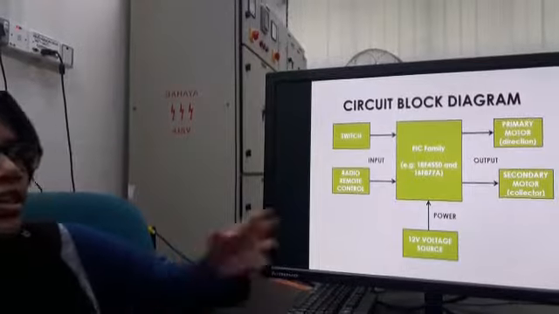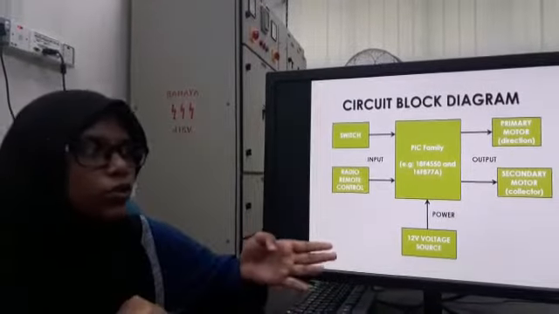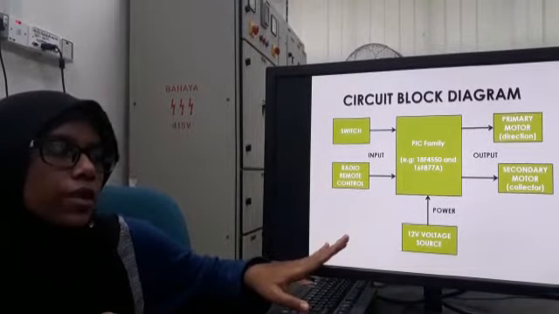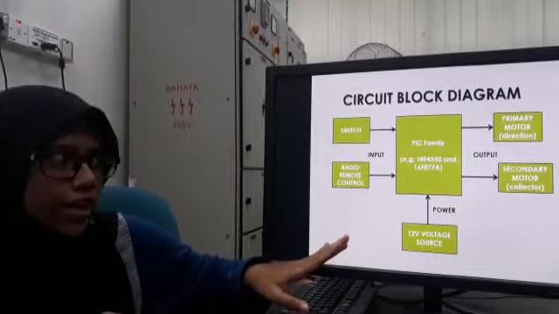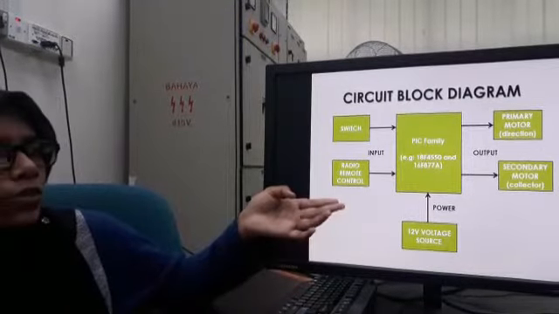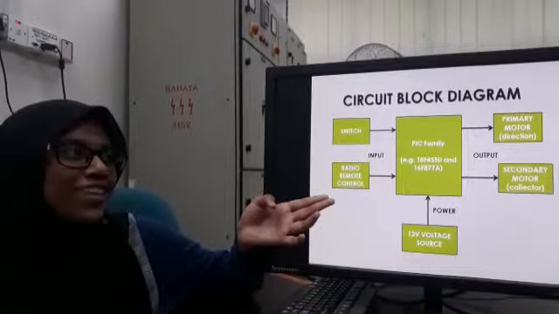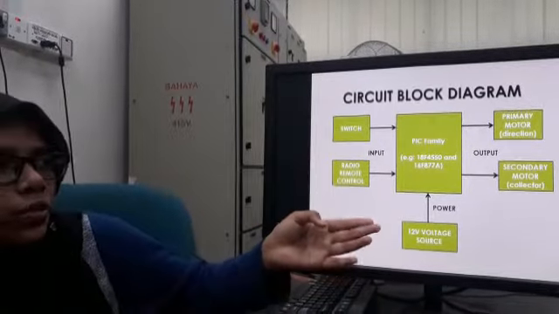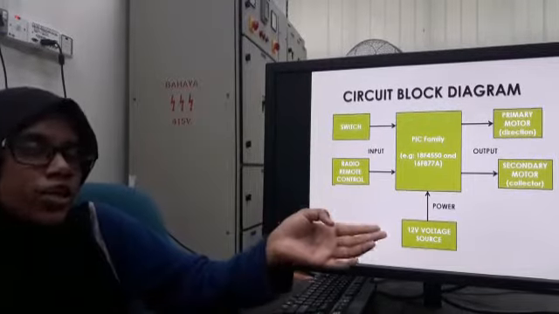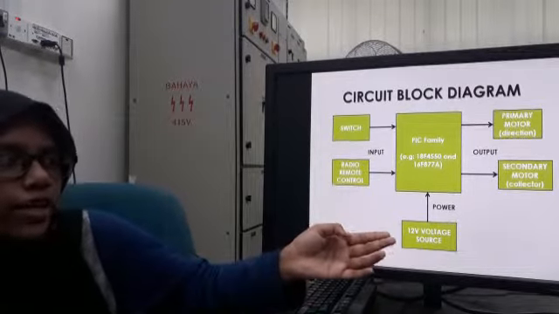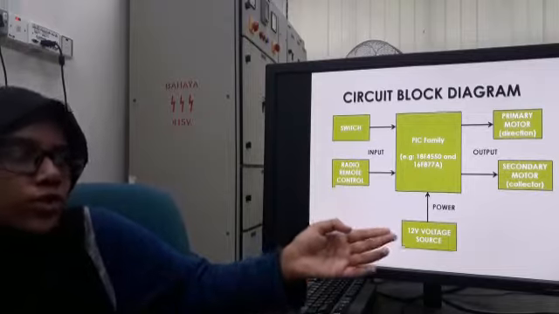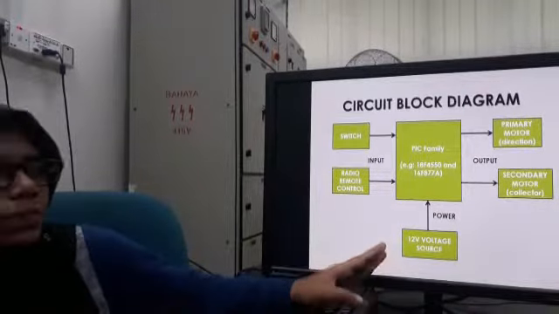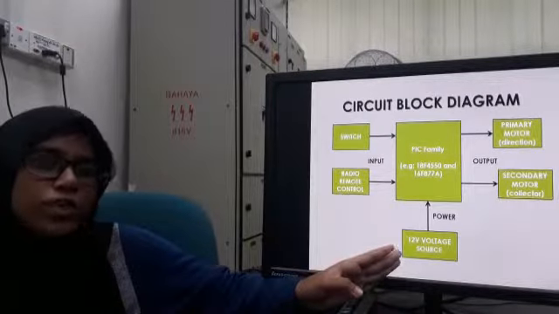Block diagram. You can see that every component here is controlled by the PIC family, which is PIC18F4550 and 16F877A. The input of the IC is a switch and radio remote control, whereas the output goes to the primary motor, which controls the backward and forward direction of the boat, and also the secondary motor, which controls the blade that collects the algae. All of these components are powered by a 12 volt voltage source.